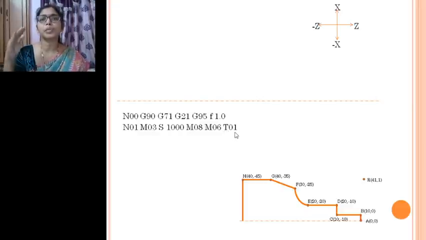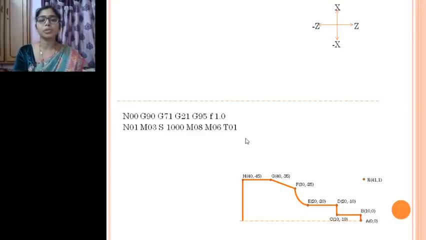Now each tool will be given T01, T02, T03, T04, T05, T06, like that. So in that way, what is the tool number? Now this can be anything. For this example, I have taken it as T01. T01 is the tool where the single point cutting tool is present, right?